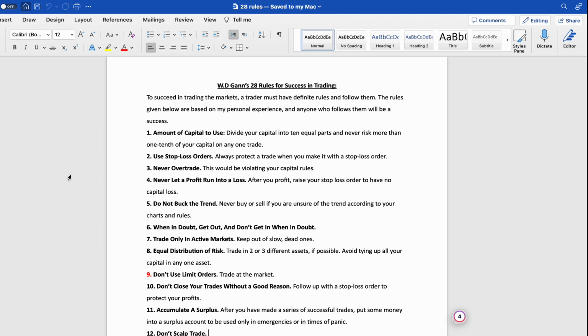In chapter 2, we have a gem, a list of 28 rules that W.D. Gann compiled for successful trading. Most of these rules are very simple to understand, and there will be a link to the PDF document with these rules that you can download and maybe print and put it on your desk.